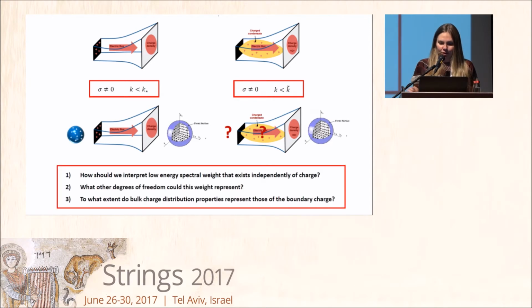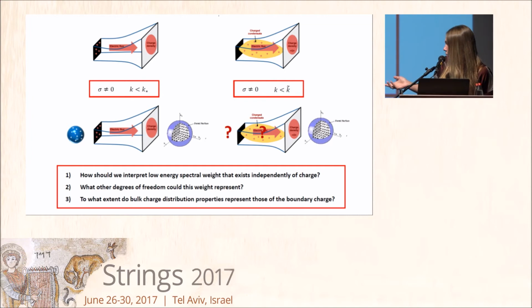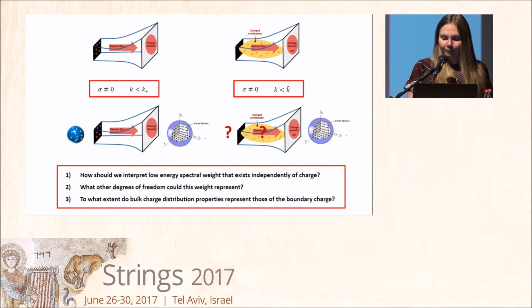And this puts forth a series of questions as to how we should interpret this, as in how should we interpret low energy spectral weight that exists independently of bulk charge? What degrees of freedom could this spectral weight represent? And to what extent do bulk charge distribution properties represent those of boundary charges? I should say on the holographic superfluid case, these results are in the so-called transverse channel.